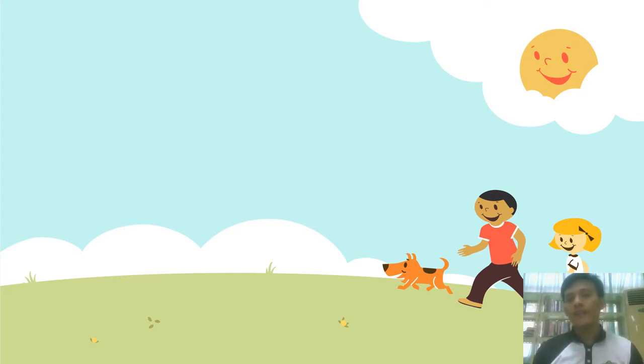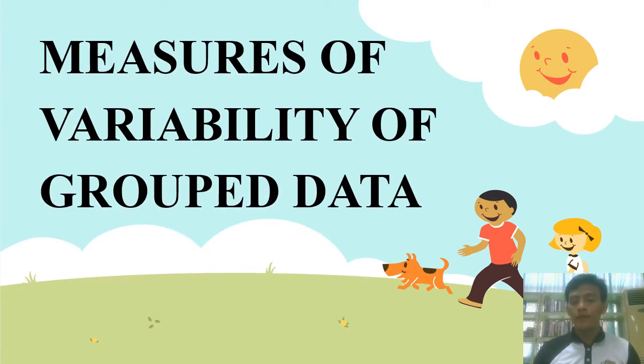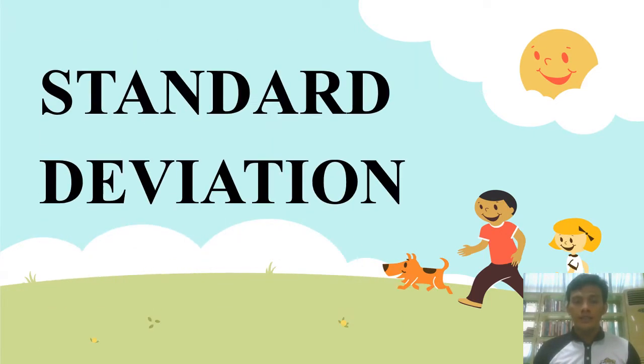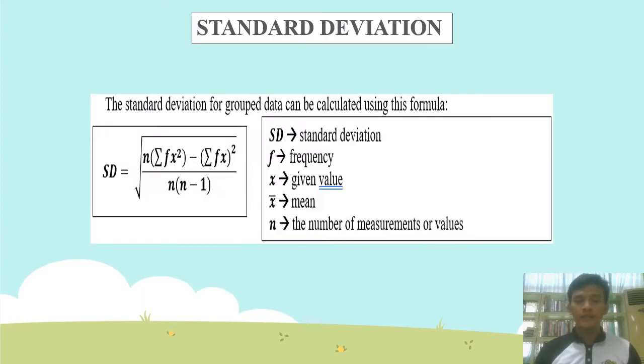This will be the continuation to our past discussion from the last video. So, we will tackle the measures of variability of group data. That will be the standard deviation and the variance.